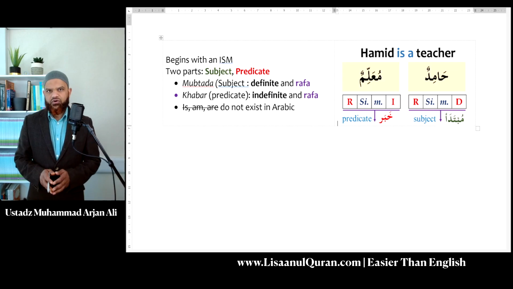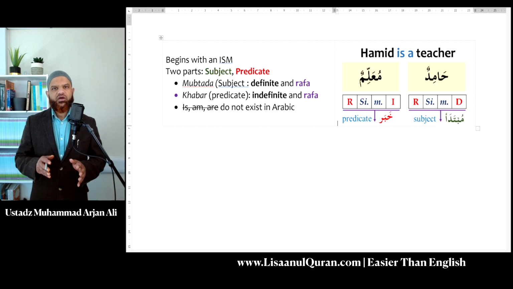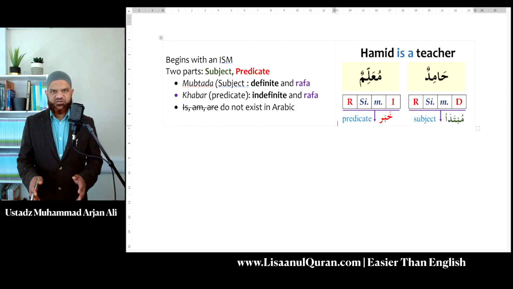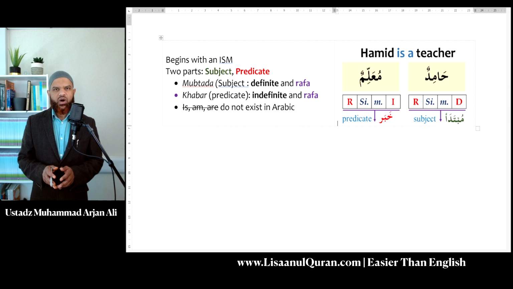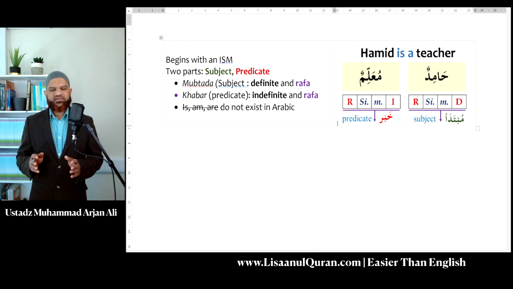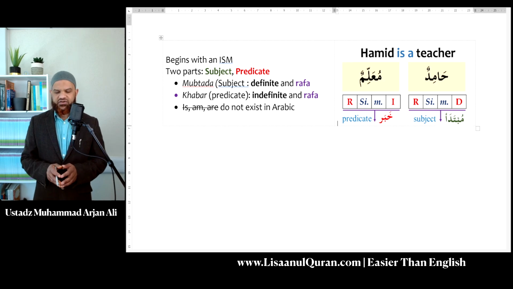A quick review of the basic rules of forming nominal sentences, jumla ismiya, noun sentences. Number one, it begins with an ism. Number two, it has two parts: the subject, which is called mubtada in Arabic, and the subject should be definite in the rafa status. And the second part is called khabar, predicate in English. Again, it should be indefinite and in the rafa status.